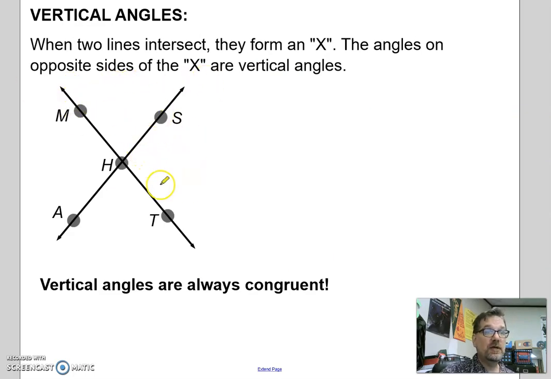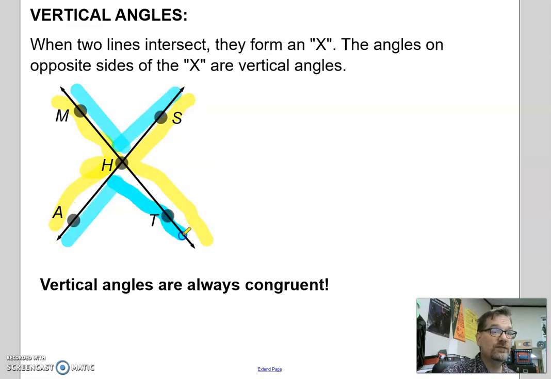And then our last pair is called vertical angles. Vertical angles, if I give you two lines that intersect, so they are going to cross at a point, note we have 1, 2, 3, 4 angles. The angles on opposite sides are called vertical angles. Oops, let me get rid of that. That's just awful. So we have this angle and this angle. They are vertical angles. And then we have the blue angles. They are also vertical angles.